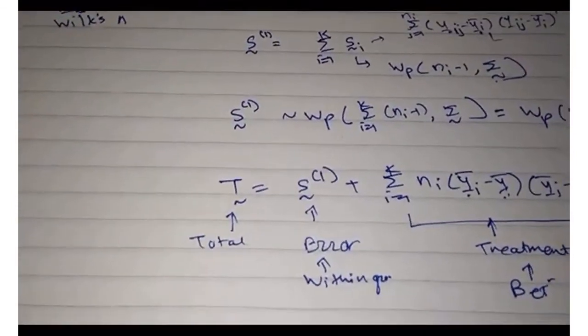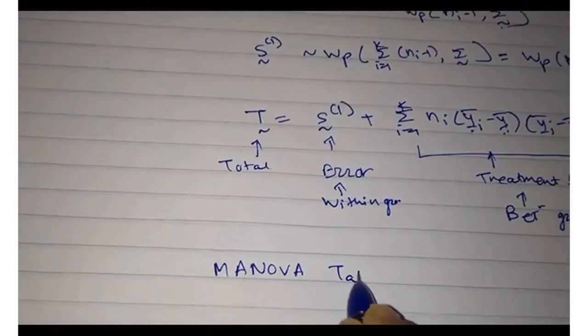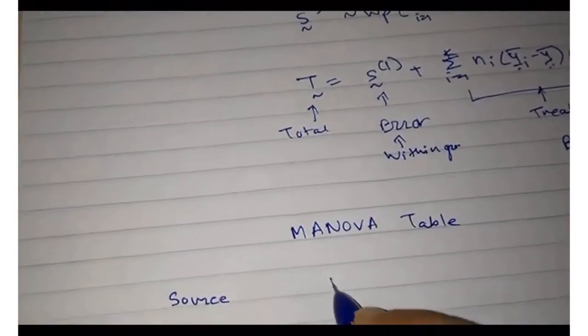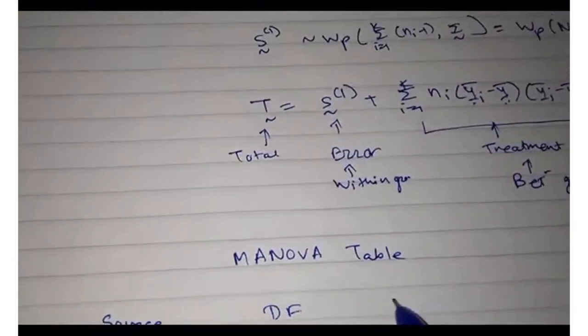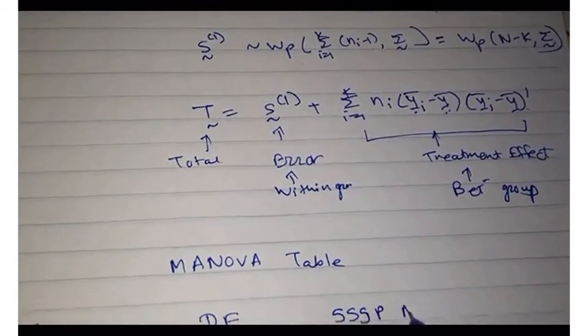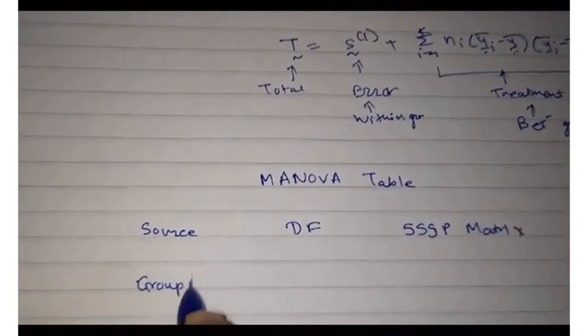So we will now have the ANOVA table. Here we would call it the MANOVA table. In my MANOVA table, I will have source, degrees of freedom, and instead of sum of squares, I will have sum of squares and sum of products matrices. The sources are three: the group or the treatment.